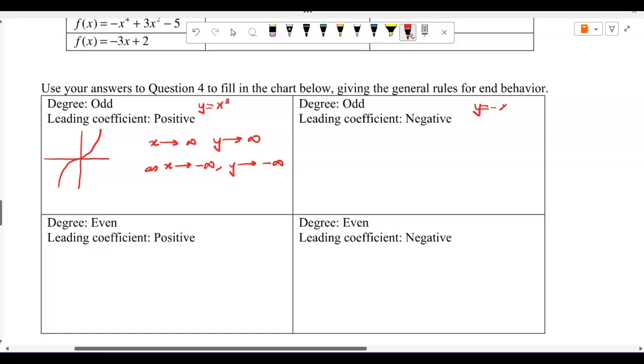So you can just remember one example like this, correct? So this will be minus x cube. And as x goes to minus infinity, y is going to infinity. Even and positive. So even positive, you can just look at this like this.